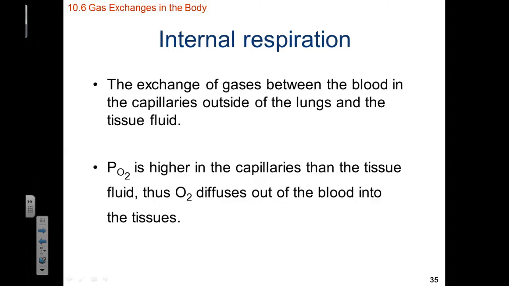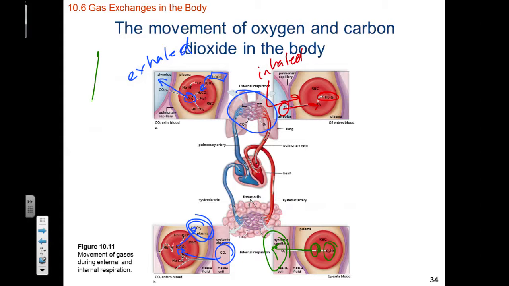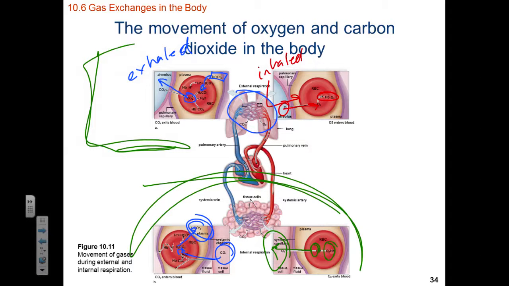During internal respiration, we have the opposite of external respiration taking place. External respiration takes place in the lungs. Oxygen enters the blood, carbon dioxide leaves the blood. Internal respiration takes place between the blood and the tissues of the body, and it's the opposite of external respiration. During internal respiration, we are going to have oxygen diffuse out of the blood, and carbon dioxide diffuses into the blood. So if we back up a slide here, this is all external respiration on top, and then on the bottom, we have internal respiration.